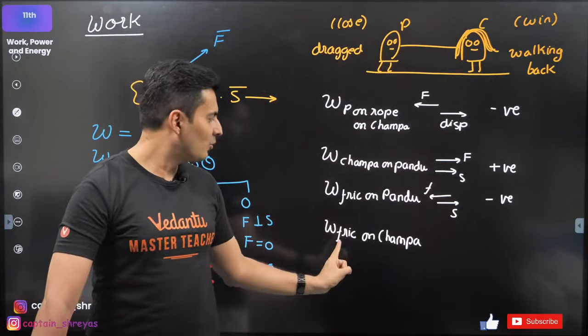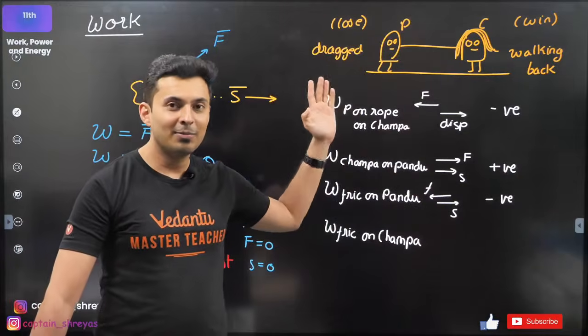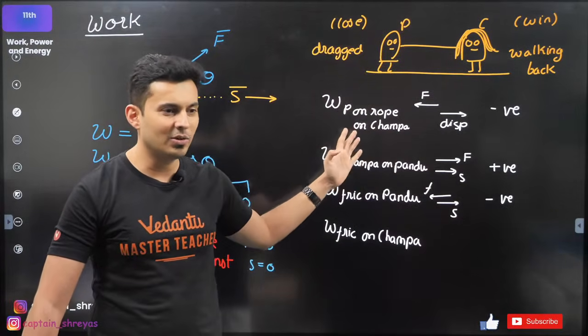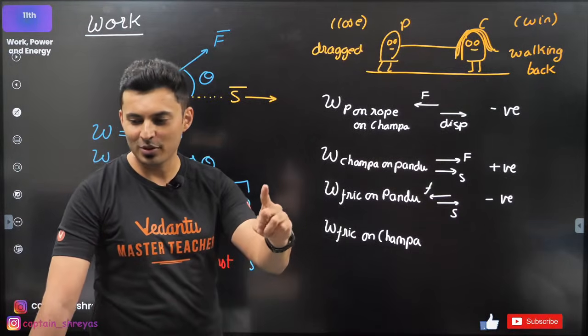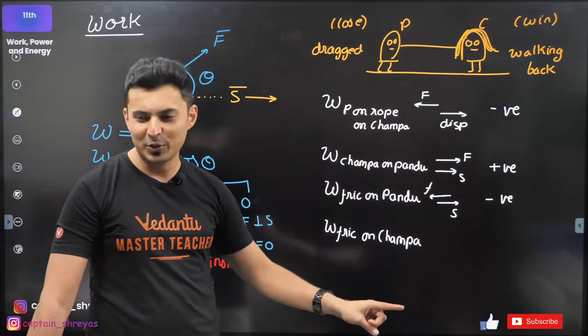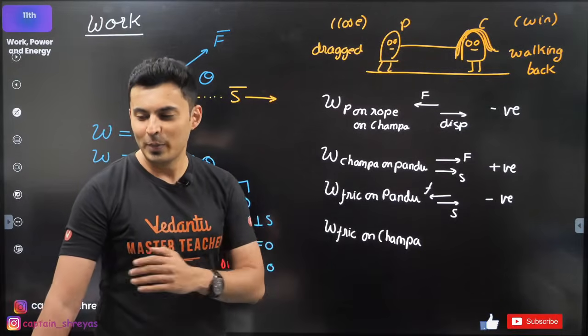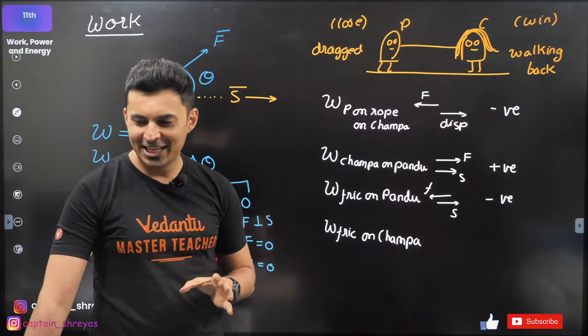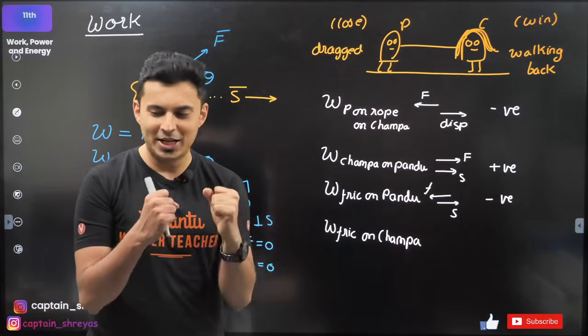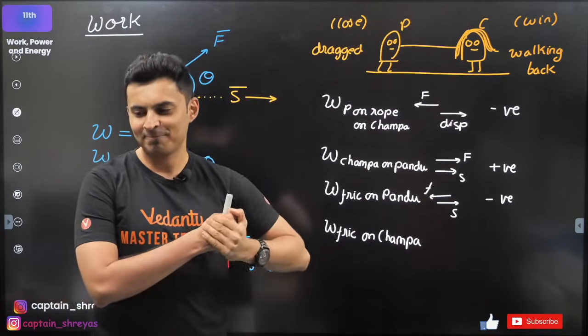Let's see how many of you can do this. Work done by friction on Champa. I'm telling you, less than 1% to 5% of teachers have answered these questions rightly. Okay, the animator is saying positive. Is it going to be positive or negative? This is going to be a shocker to many of you. Negative, positive, negative, positive. Come on, guys. Let's see how many of you can get this.